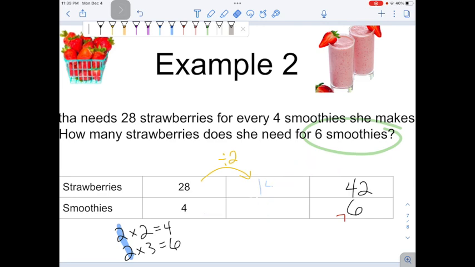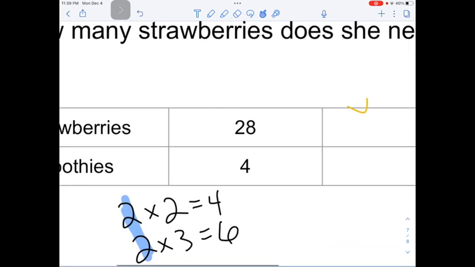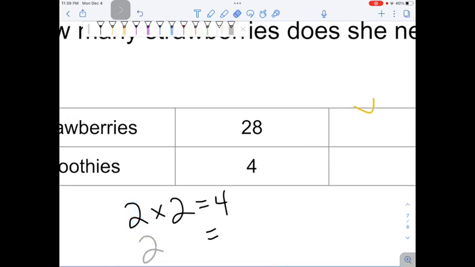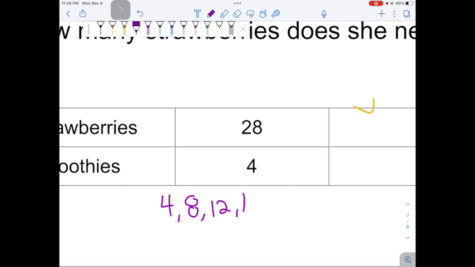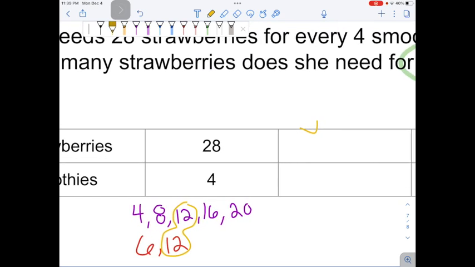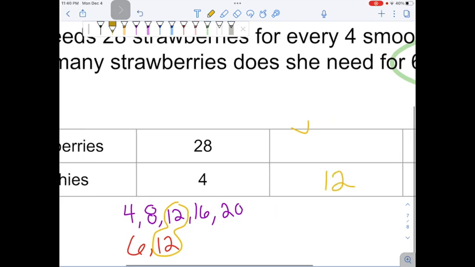So let's do that. Right now she's making 4 smoothies. So I'm going to list out multiples of 4. 4, 8, 12, 16, 20. We'll stop there. And she wants to end up with 6 smoothies. So 6, 12. Hey, look at that. I already have the number here. 12 is my least common multiple. So I'll put 12 here in the middle.